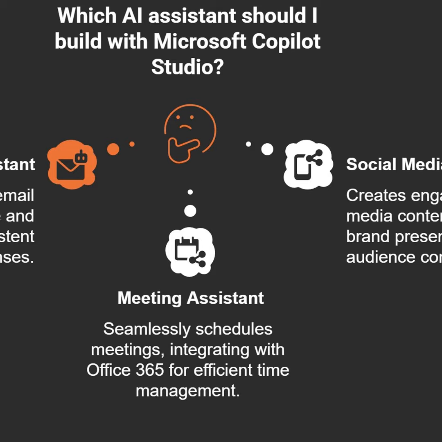Let's talk about the real-world impact of these three Copilot agents. The email assistant could save your customer service team hours each day by handling routine inquiries, allowing them to focus on more complex issues that require human judgment. The social media content generator could dramatically increase your marketing team's productivity while maintaining consistent messaging across platforms. And the meeting scheduler could eliminate the back and forth emails typically needed to find meeting times, streamlining a process that frustrates everyone.